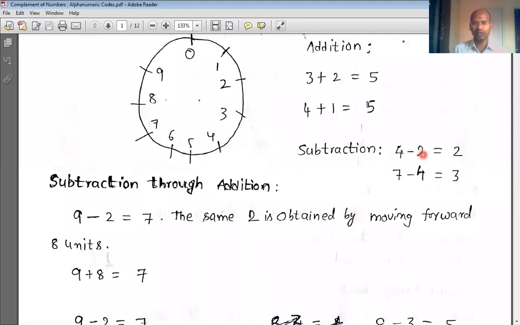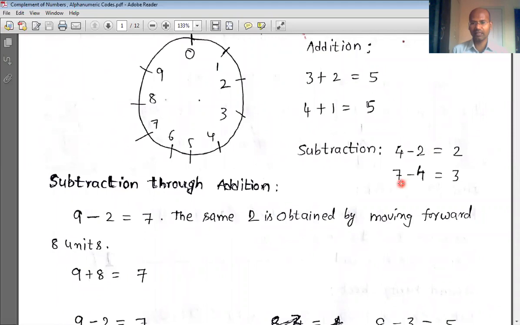Now see, 2 is to be subtracted from 4. After taking 4 steps from the initial position, we are at 4. So subtracting 2 means we have to move backwards. From 4, our current position, after taking 1 step backward, we are at 3. Now take 1 more step backwards because we are subtracting 2. We are at 2. We are done. This is our answer. So 4 minus 2 gives us 2 in this diagram.